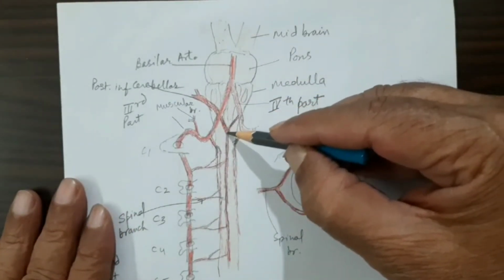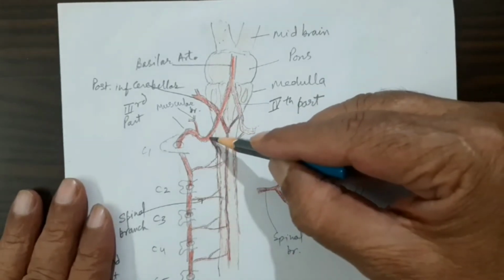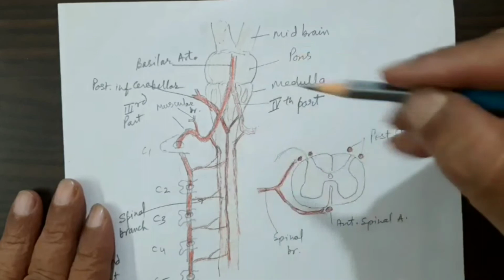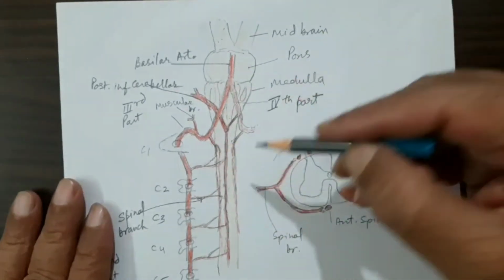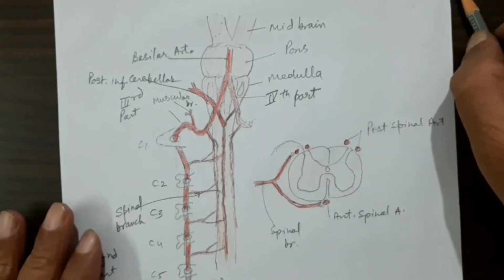This is the anterior spinal artery, which will unite to form a single artery, and this is the posterior spinal artery, which will go on the posterolateral aspect of the spinal cord, and then it will form the vertical channels.